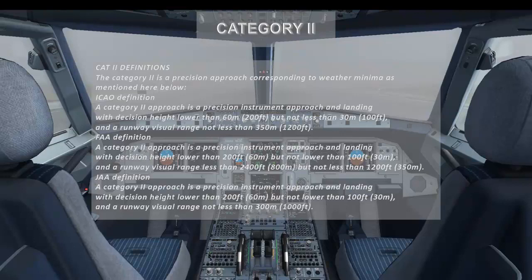JAR definition. A Category 2 approach is a precision instrument approach and landing with decision height lower than 200 feet, 60 meters, but not lower than 100 feet, 30 meters, and a runway visual range not less than 300 meters, 1,000 feet.